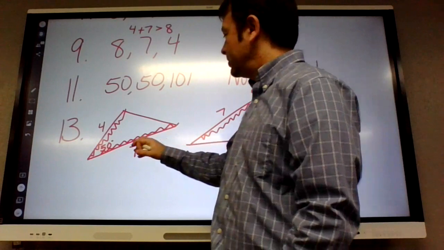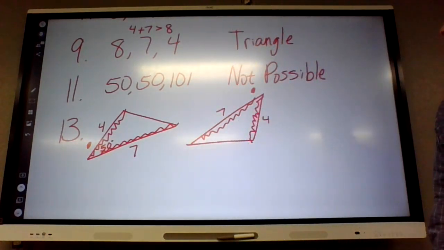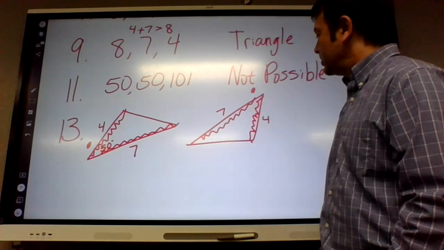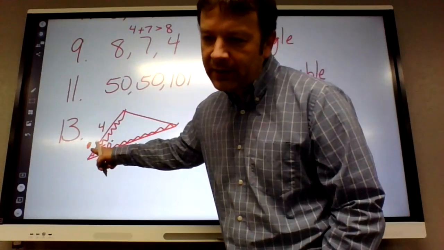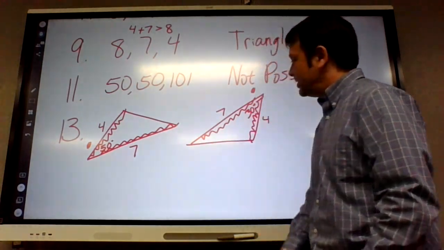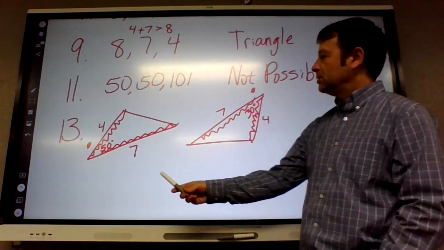Okay, so there's the alligators. Something like that. Okay, this one is a 50-degree angle and the other one is only 30 over here. So what can we conclude? That the first triangle's going to be bigger.